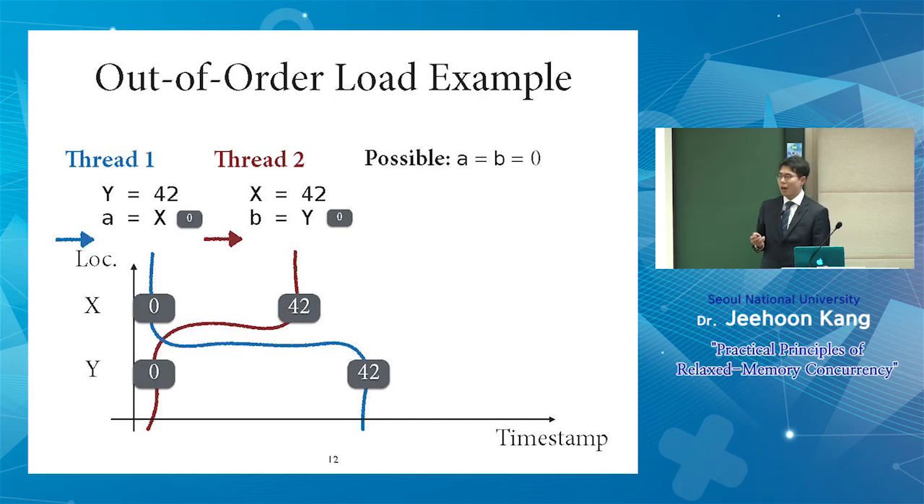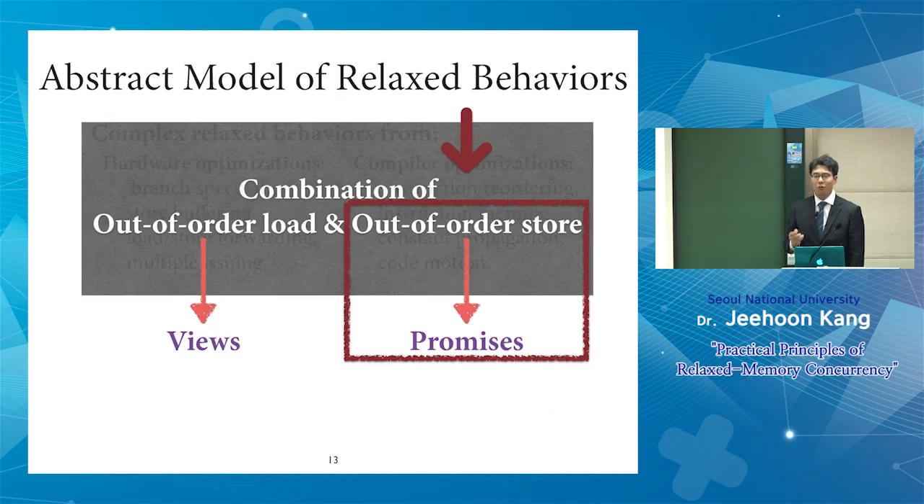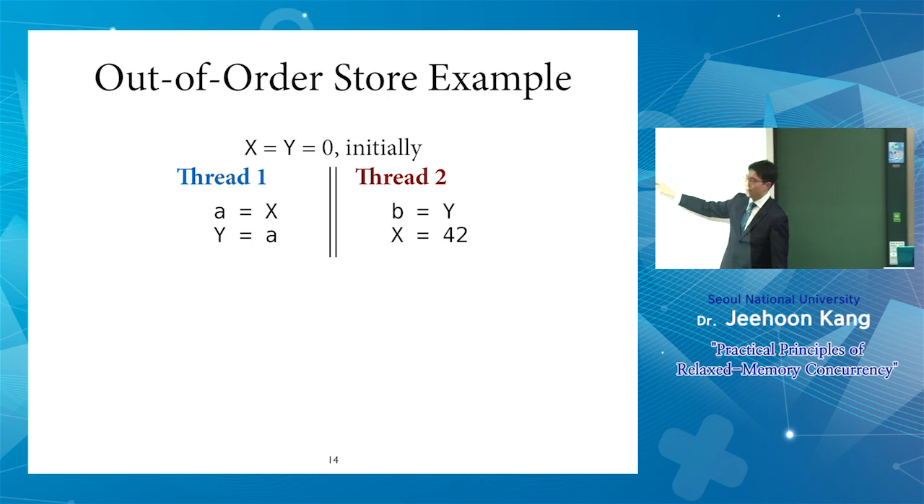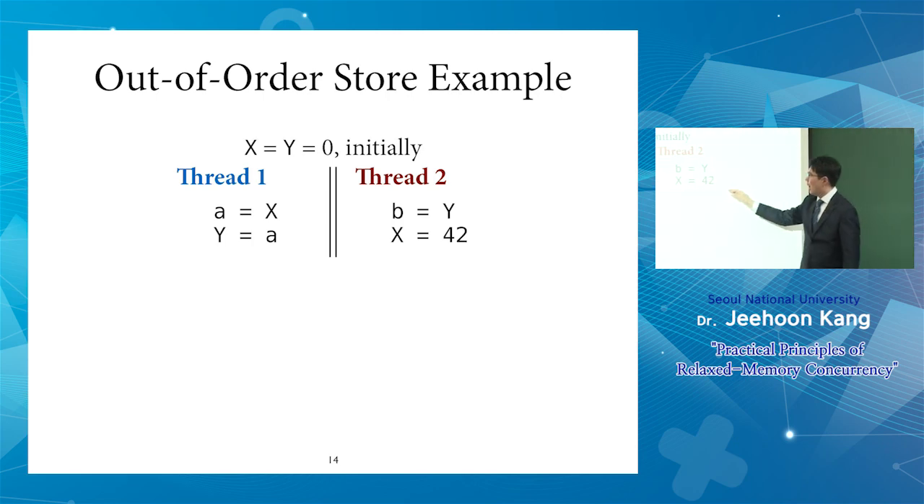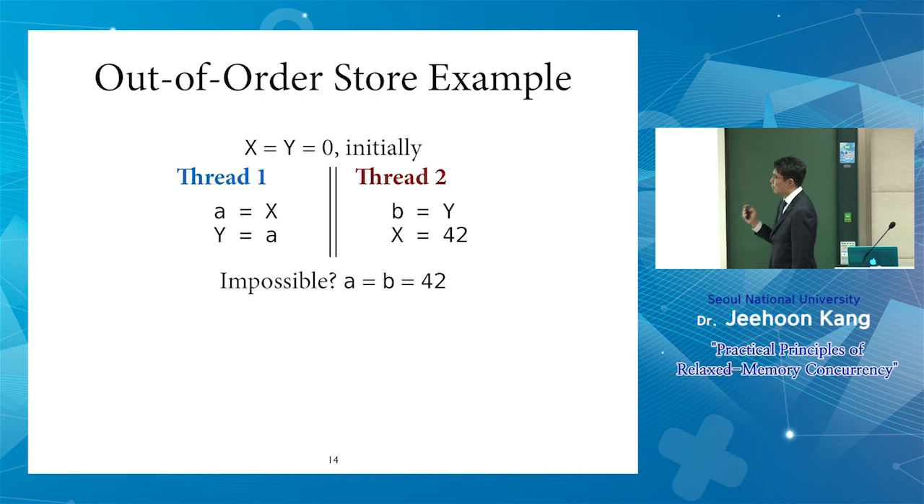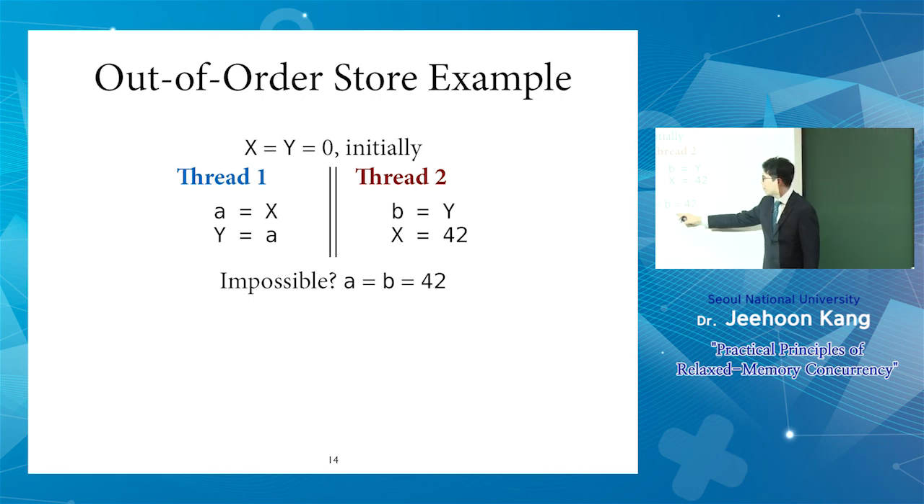Okay. Now, let's move on to how to model this out-of-order store behavior with the principle of promises. It's a typical example of out-of-order store behavior. First, thread 1 copies the value of x to y, and thread 2 first loads from y, and then writes 42 to x. The behavior in question is: is it possible to observe A and B both being 42 at the end of the execution?